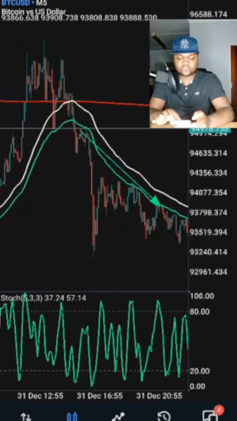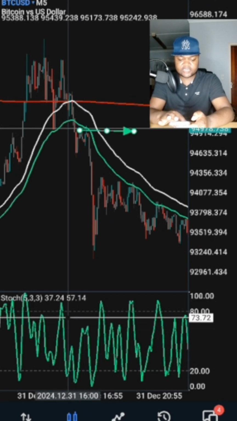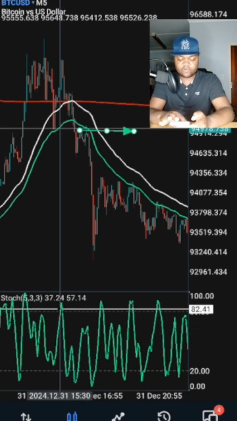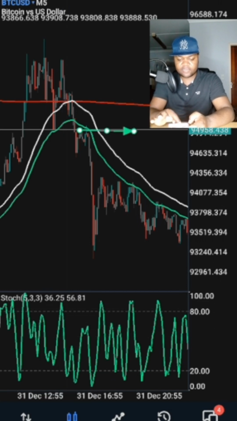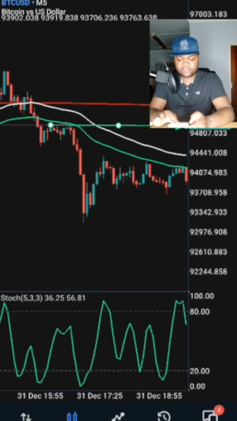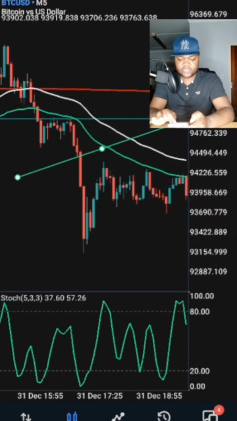Price is trading below the red line. That's the first condition. Then if you come here on your stochastic indicator, price reached the overbought region, and it crossed the 80 level. Then you're gonna come here on your main chart where we have the EMA bands, the white and the lime lines. Here you need a candle.